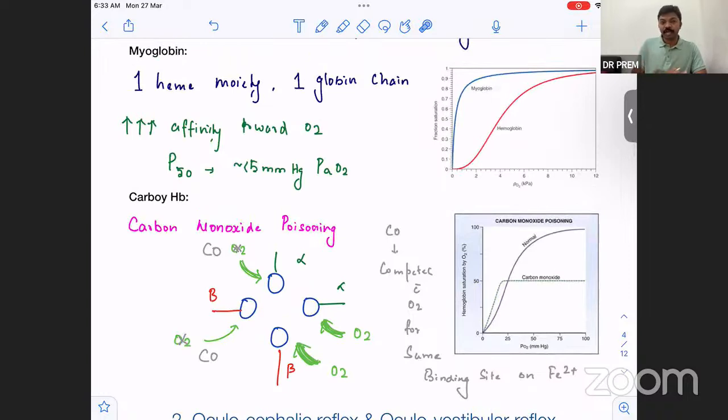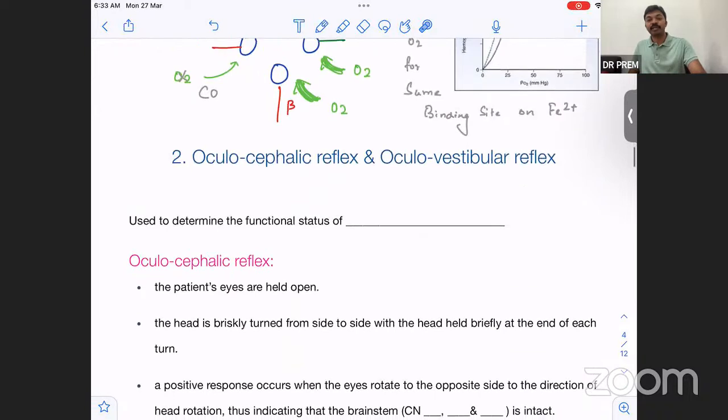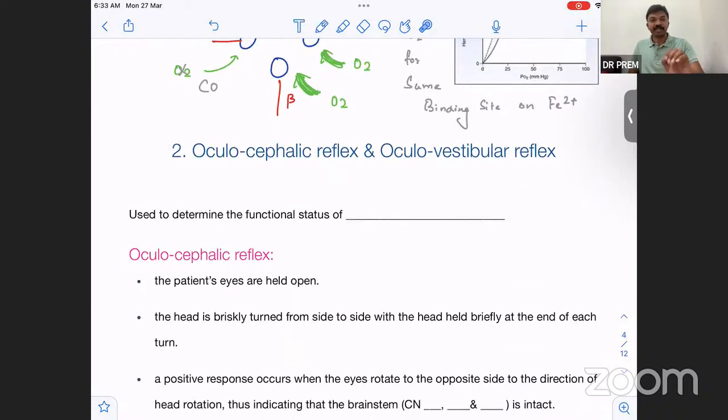So I just want you to have a completely clear understanding. This is a very tough question asked in INI-CET November 2022, people. So be very clear with the shape of the curve, the reason behind the left shift and everything. So guys, before I move on to the next question, do you have anything confusing or any doubts in the oxyhemoglobin dissociation curve and the mechanism behind it, people?